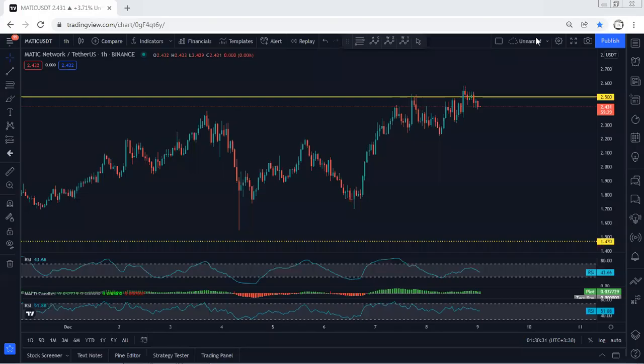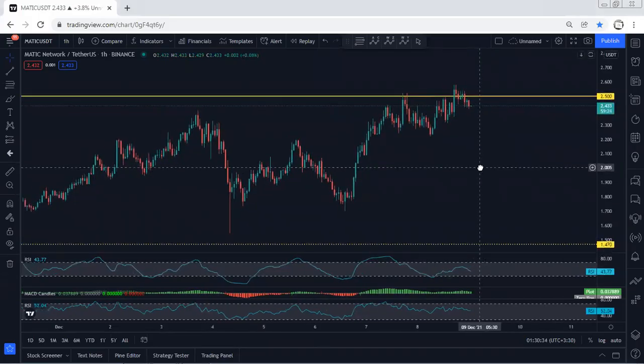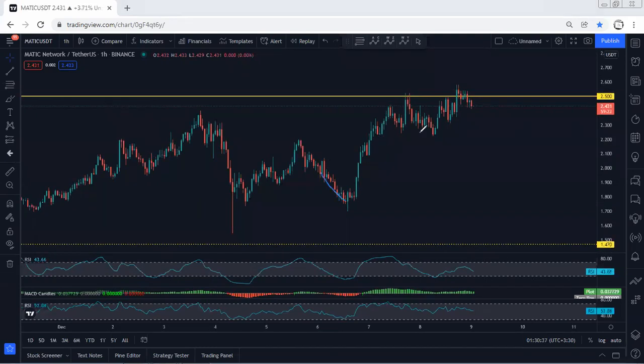We start with the 1 hour chart. I just want to give a quick update. If you refer to our analysis, since the price was within here, we mentioned how we can look for a trade, and this is what we get.